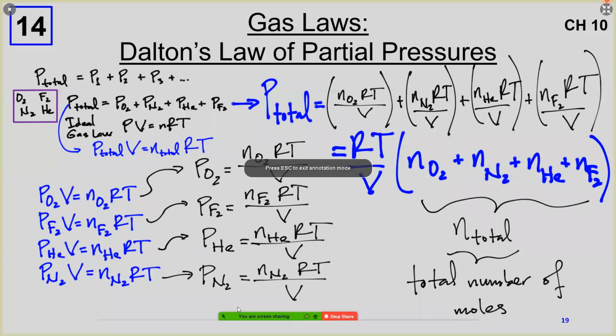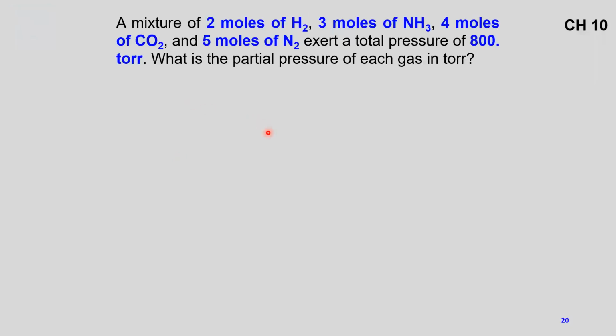All right, so let's take a look at an example on the next slide here. So here's an example. We have a mixture of hydrogen gas, ammonia, carbon dioxide, and nitrogen gas. We have 2 moles, 3 moles, 4 moles, and so on. And the total pressure of this mixture is 800 torr. What is the partial pressure of each gas in torr?